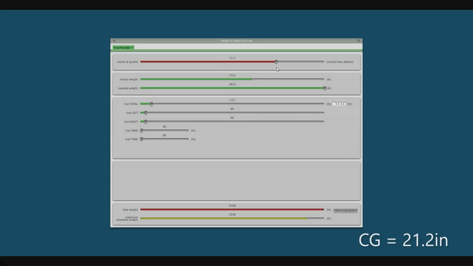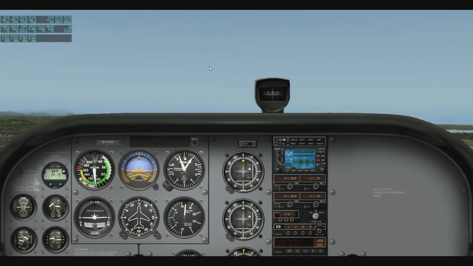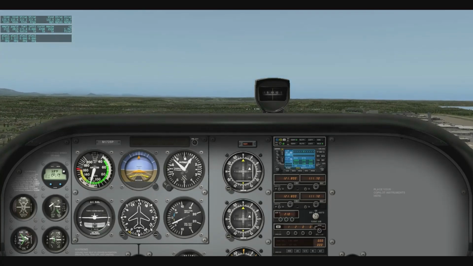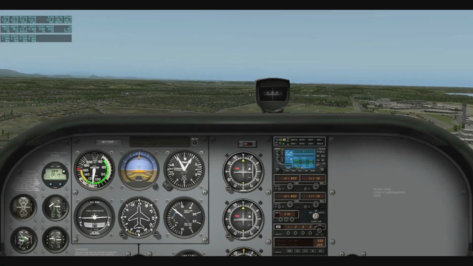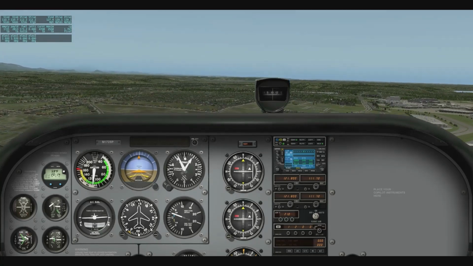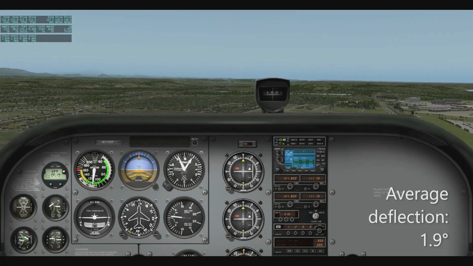Now I will set the center of gravity all the way aft, and you can see that the aircraft starts pitching up immediately. Now I will stabilize the aircraft into level flight with around 110 knots. The elevator deflection is around 1.9 degrees, which was the same as average after 3 trials.